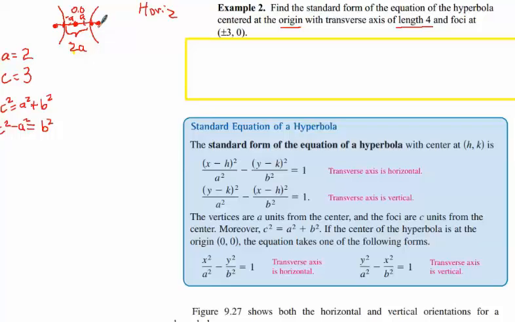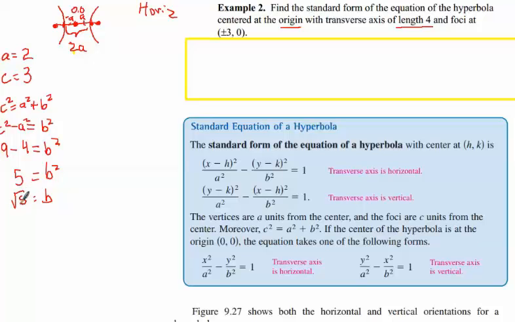So now we can go ahead and solve for b. We're going to use c squared equals a squared plus b squared. Typically they're going to give you two of these values, a, b, or c. This time we're starting with c. So c squared minus a squared is going to equal b squared. c squared is 9, a squared is 4, and we end up with b squared equal to 5. So b equals square root of 5.